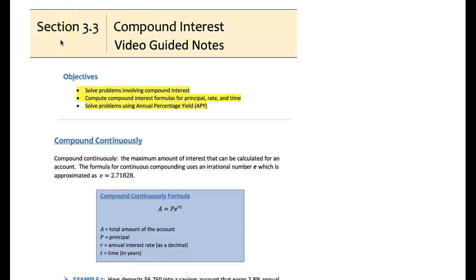Section 3.3, Video 2, Compound Interest. In this video, we will cover the following objectives: solve problems involving compound interest, compute compound interest formulas for principal, rate, and time, and solve problems using annual percentage yield.